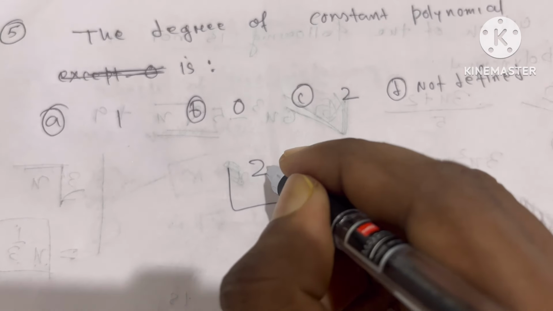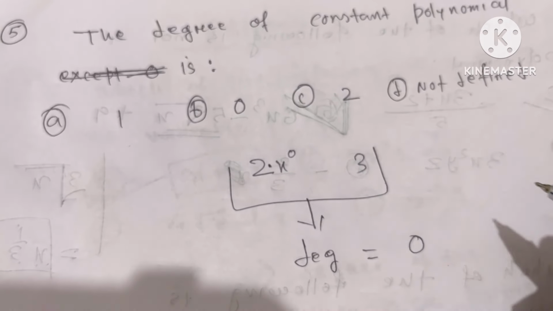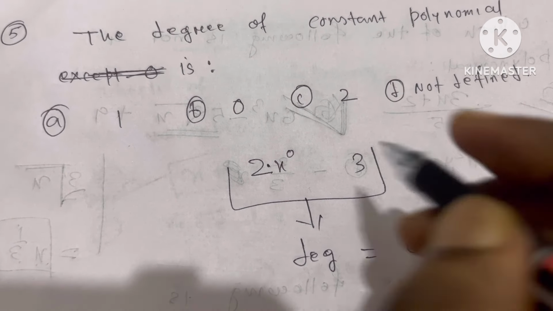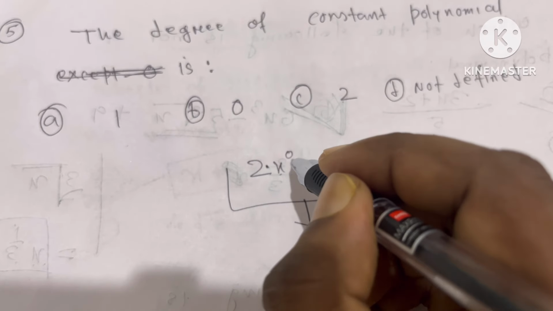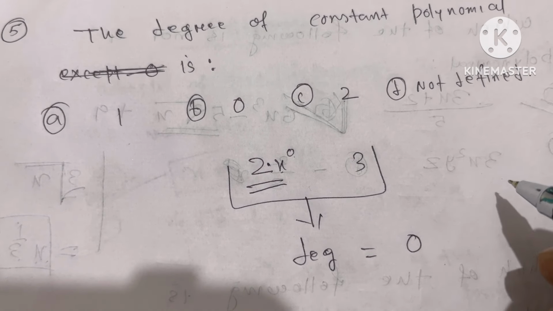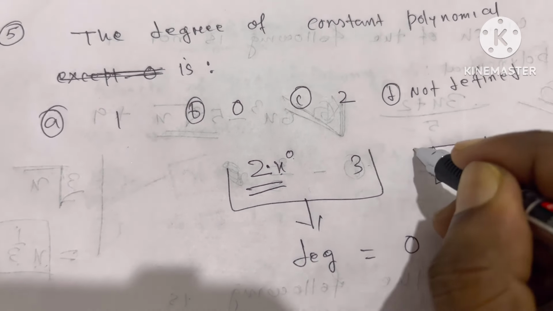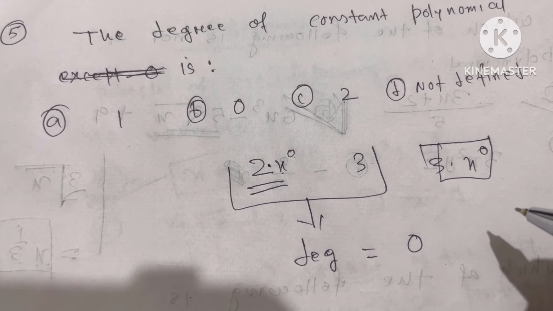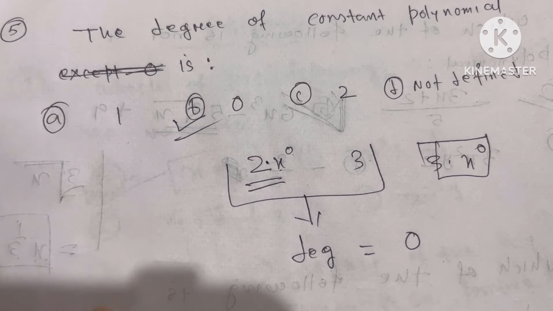Why? Because with 2 we can write 2 times x to the power 0. The degree means the highest power of the variable, so the variable power is 0. That's why the degree of this 2 is 0. And with 3 also, we can write 3 times x to the power 0. So the degree of constant numbers is equal to 0. So let's remember, the degree of constant polynomial is 0. Okay.